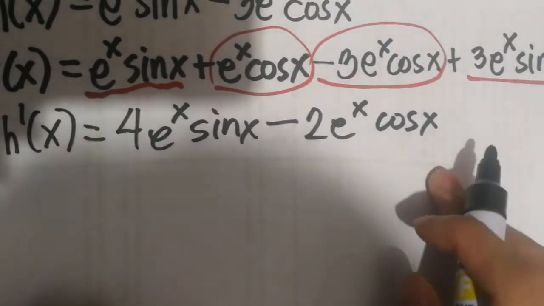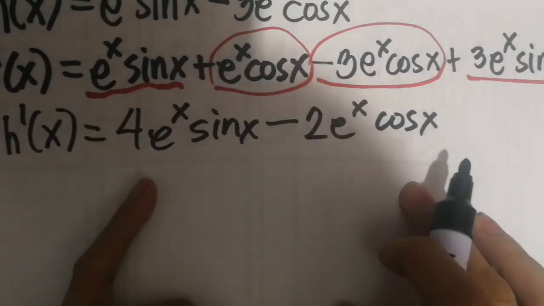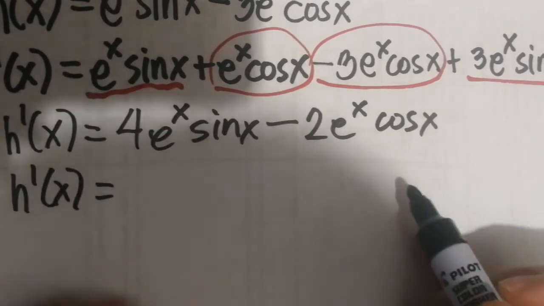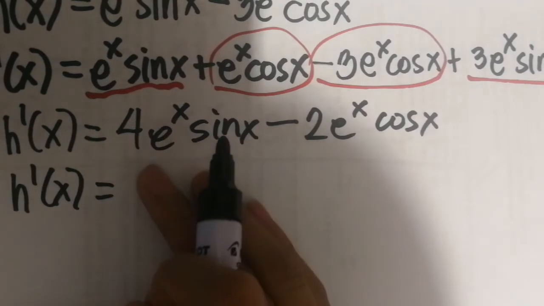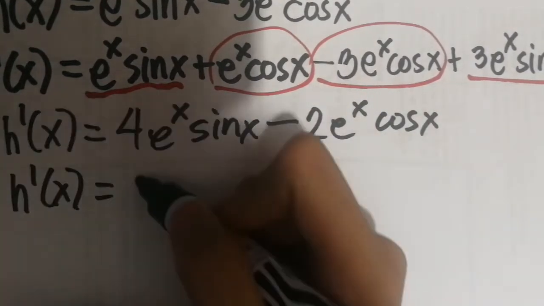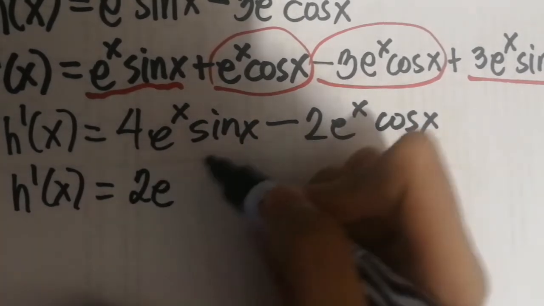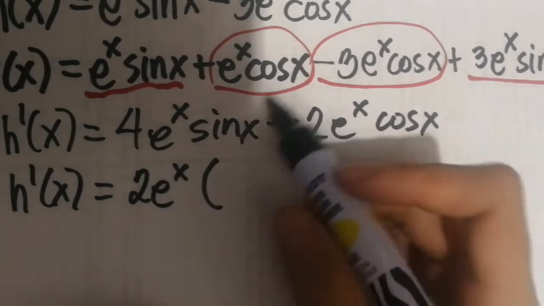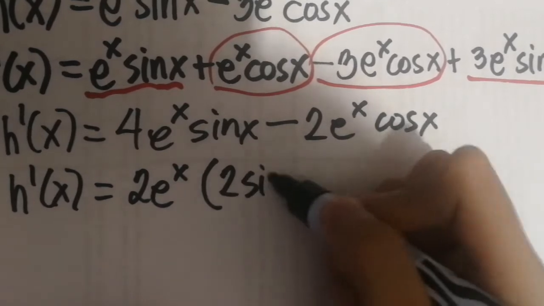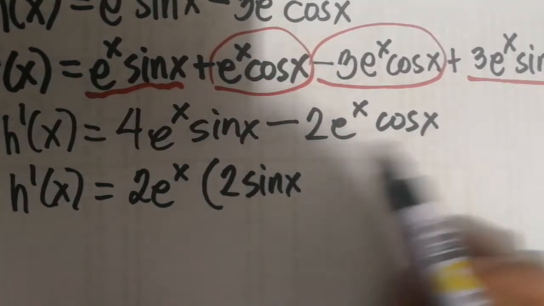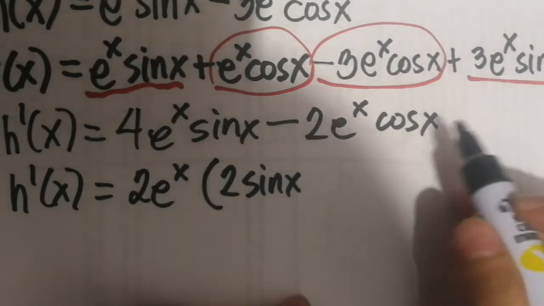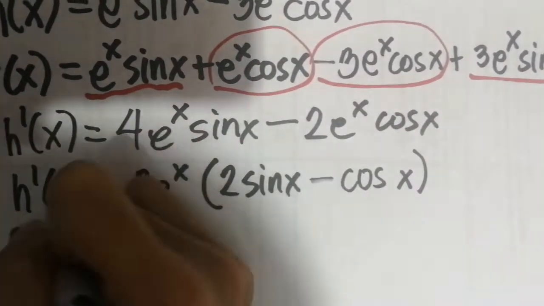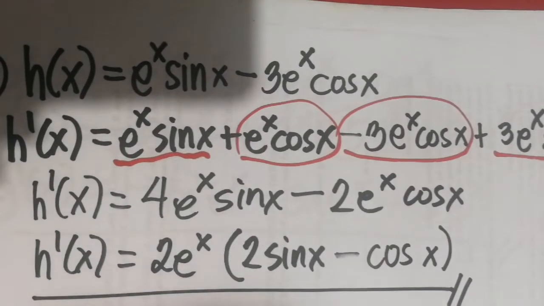So as you have noticed, there is a common factor. So, let's simplify. H prime of x is equal to, common is 2e raised to x. So, factor is 2e raised to x times. So, first term divide by the factor, we will have 2 sine x. Then, second term divide by 2e raised to x. That will give you negative cosine x. So, this is the derivative of given number 3.